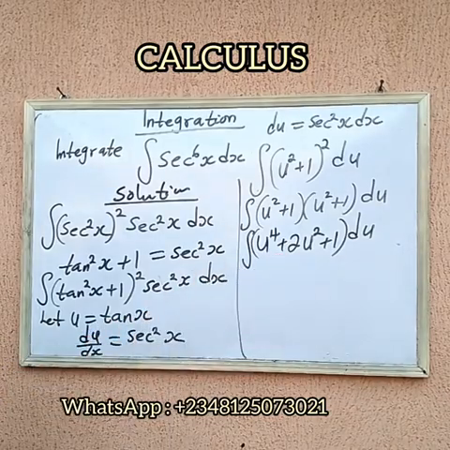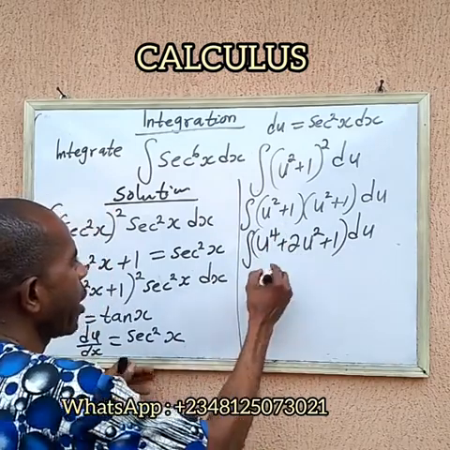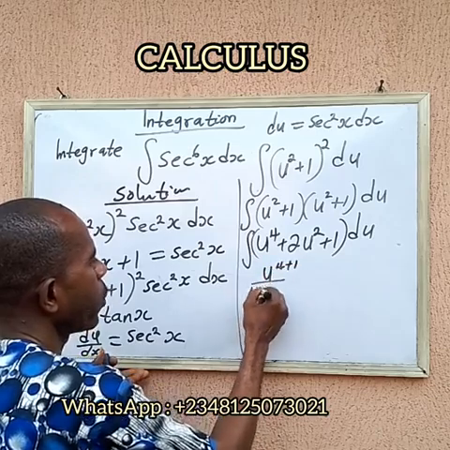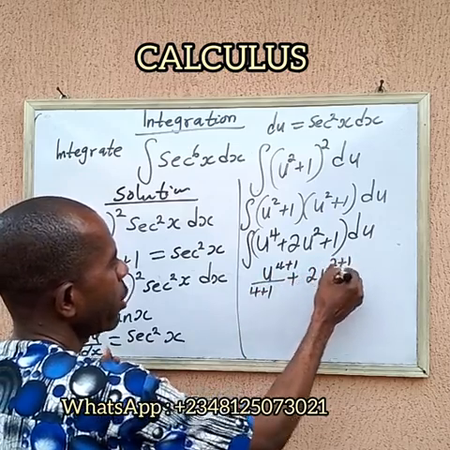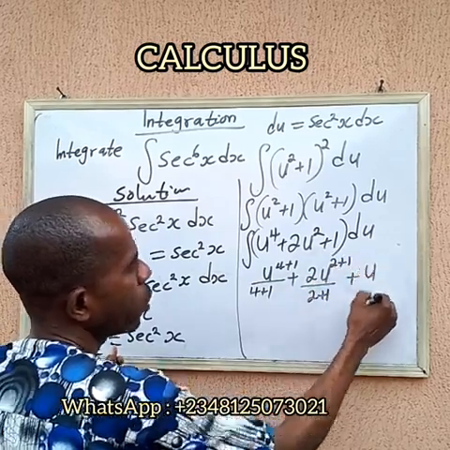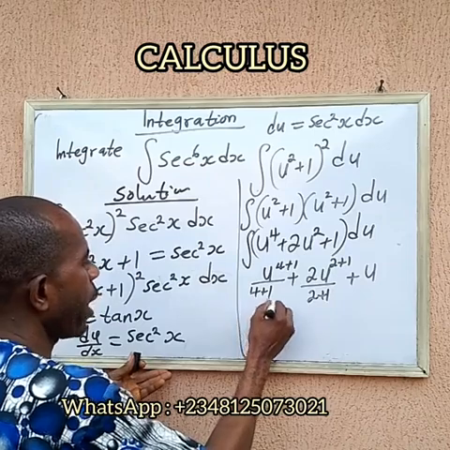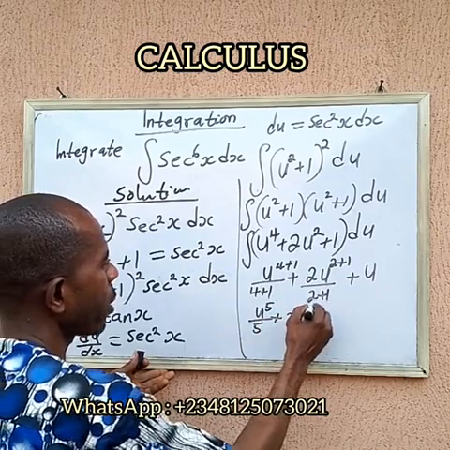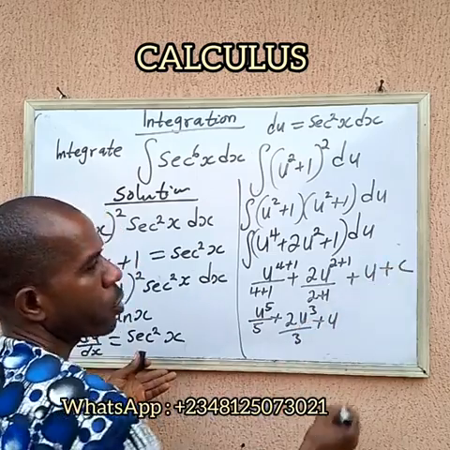Now we can integrate according to our standard integral. We are going to add the power: u raised to power 4 plus 1 all over 4 plus 1, then plus 2u raised to power 2 plus 1 all over 2 plus 1, then plus this one will give us u. So it becomes u raised to power 5 all over 5 plus 2u raised to power 3 all over 3 plus u. Remember, plus your constant.